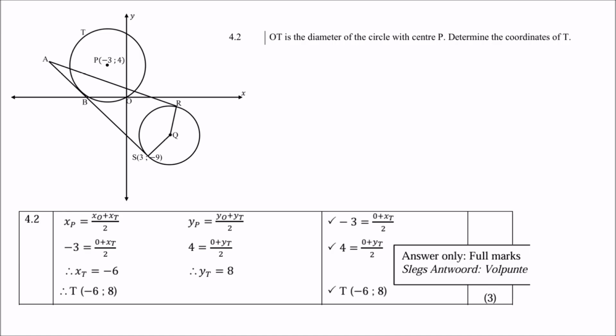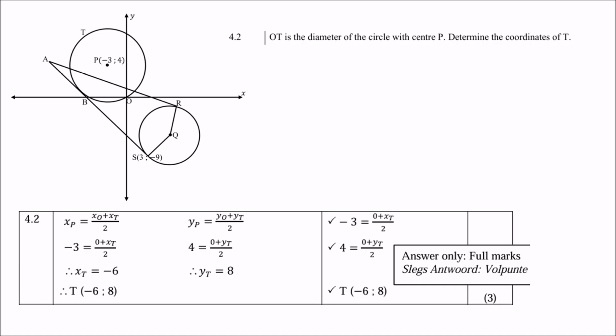So let's start with the x value of P. Remember now, the origin is (0, 0). So therefore, x of P is (0 + xT) over 2, and of course the x of P is negative 3. Cross multiply, and then you get x of T is negative 6. Do the same with the y coordinate. The y of P is (0 + yT) over 2, where the 0 also comes from the origin. Cross multiply, and then yT is 8. So therefore, the coordinates of T are (-6, 8).